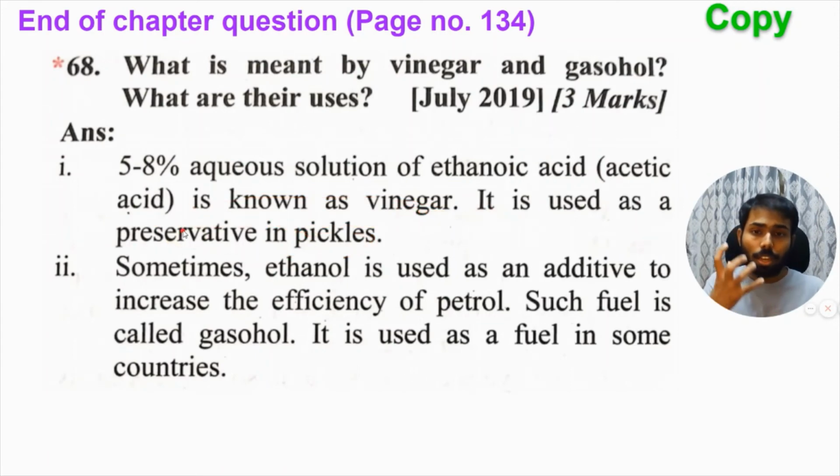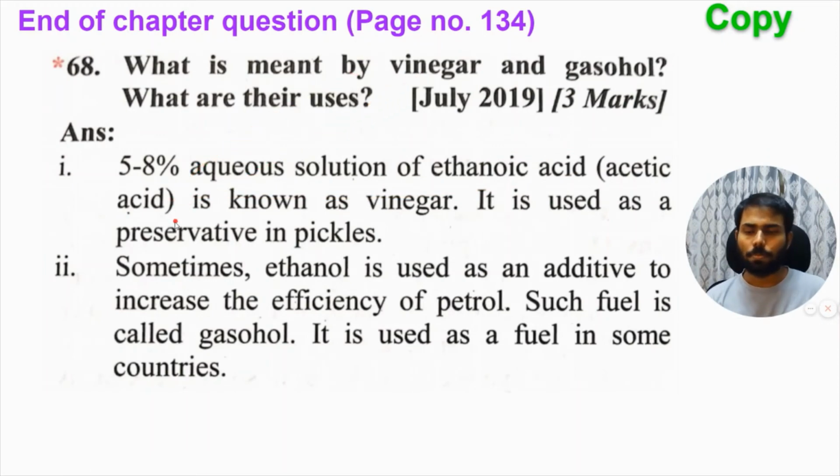Preservative यानी it should remain usable for a long time. Okay, बहुत जल्दी खराब नहीं होना चाहिए, तो उसको preserve करके रखना है. And pickles is achar. Okay, so in achar we use vinegar, which has 5 to 8% aqueous solution of ethanoic acid or acetic acid. So that we already knew.